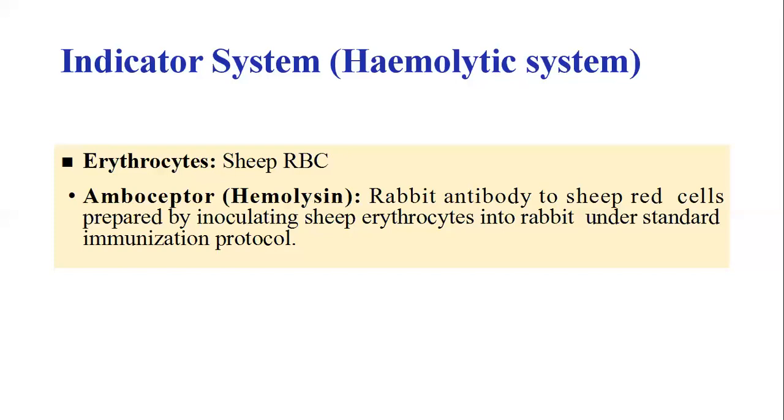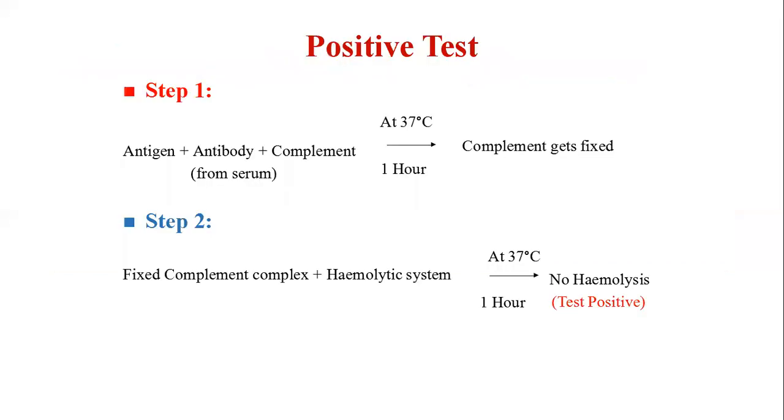So these are the 5 different components we need for the complement fixation test, or complement fixation study. Now, this particular test has 2 types, maybe positive, maybe negative, and all the tests have a 2-step process. The first step is the antigen antibody complexation along with the complement. So antigen, antibody, and complement, which comes from the serum, will be mixed at 37 degrees centigrade and incubated for 1 hour at that temperature to fix the complement with the antigen and antibody.